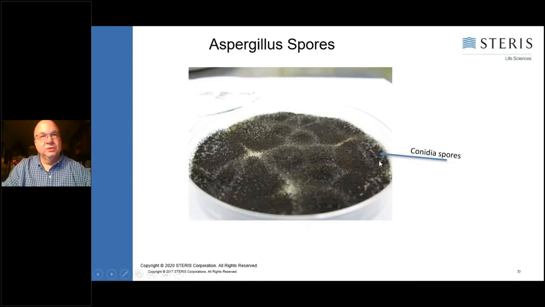So one of the biggest sources of contamination that I get a lot of calls about, and that I get involved with in terms of investigations, are these little conidia spores. So the little white hair-like projections you see here on this agar plate with the Aspergillus, those are my actual conidia spores. Those can break off, get into the worst-case locations in the room and spread in airflow patterns.